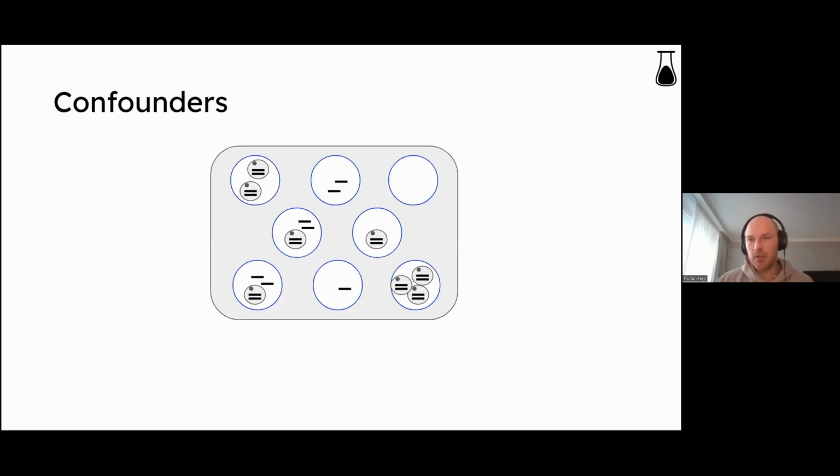So this is about how I perform the experiments. How does my read library look like? And now we come to some confounders, which you quite often see in single-cell experiments.